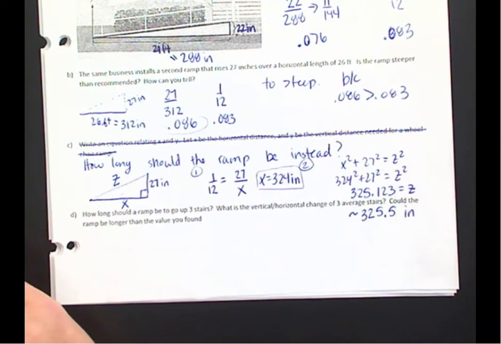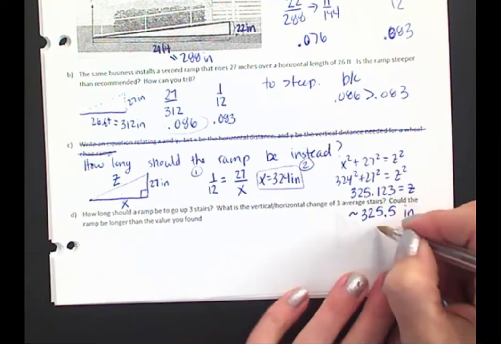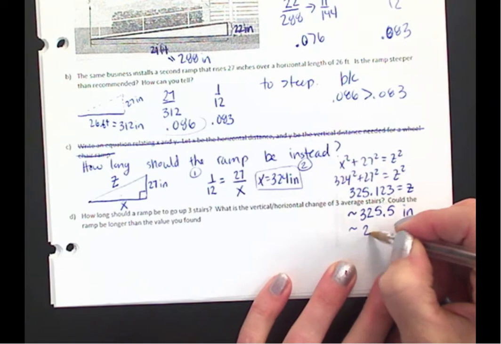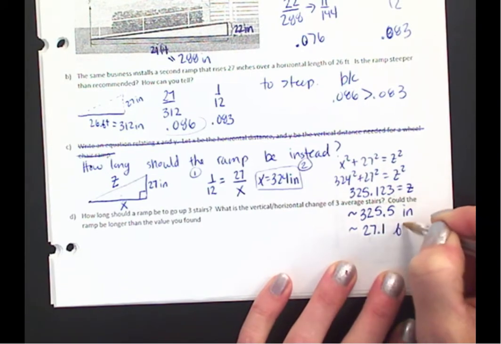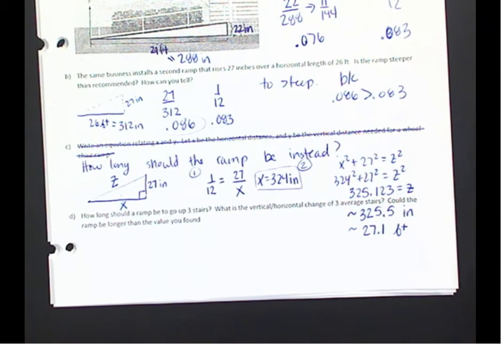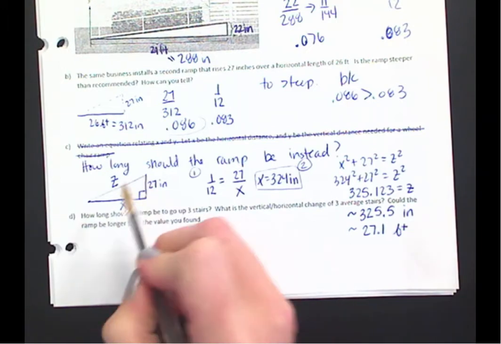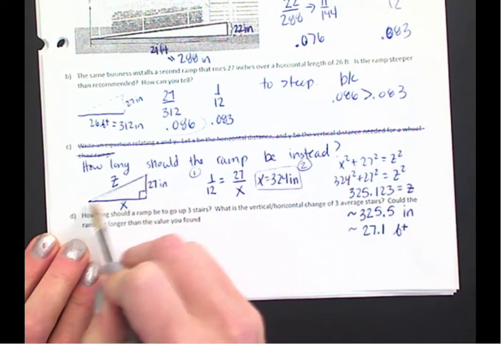Inches. Let's divide. That's 27 point something, I'm rounding up, feet. But 27 feet would be too short for the ramp. Notice that this is actually that slanted distance here.